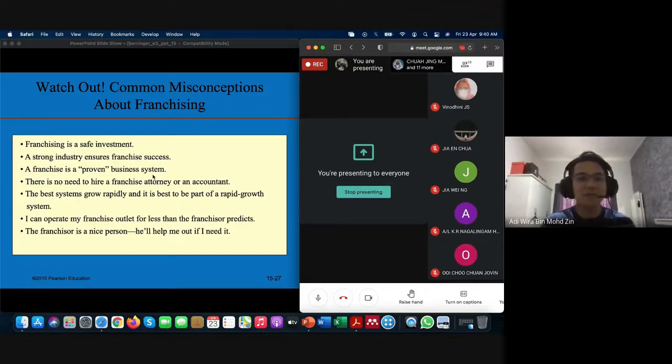Not necessarily. And of course, you think there's no need to hire an attorney. You have to understand it's a long-term relationship, and it's very costly. The business is very complicated, so it requires legal documentation. People always think it's the best system, that it grows rapidly, and it's the best part of a rapid growth system. And most people think you can operate it on your own.